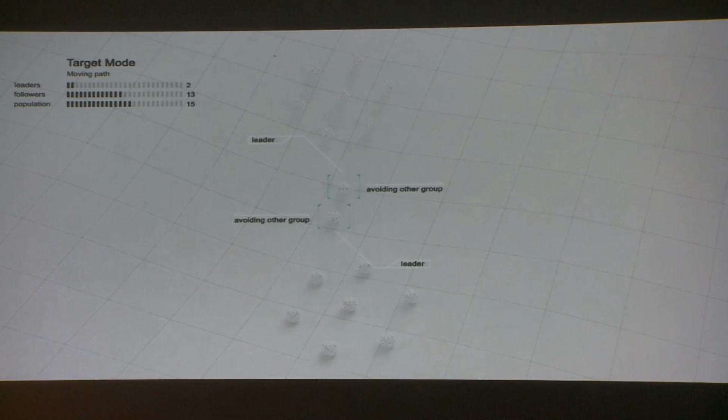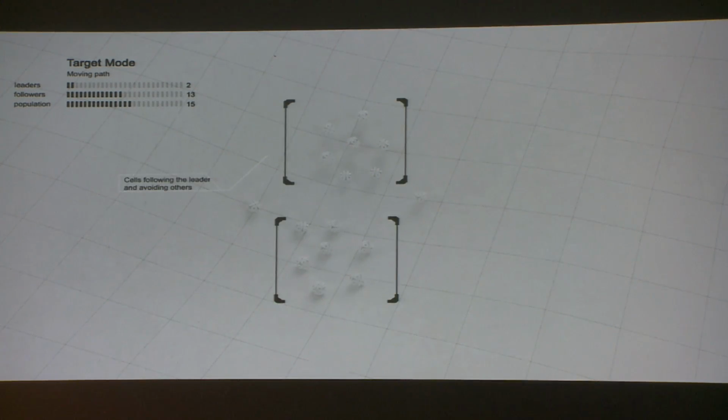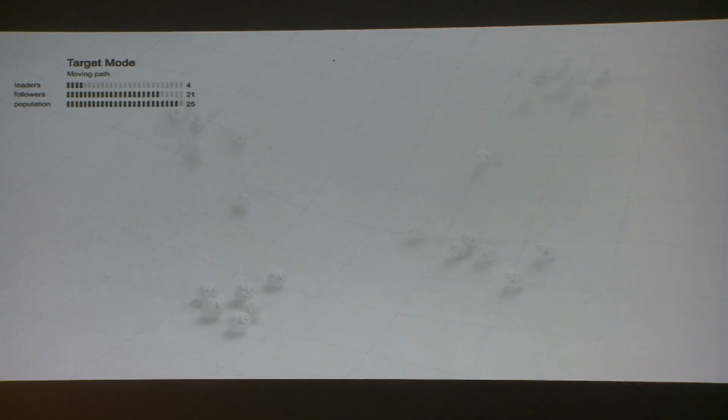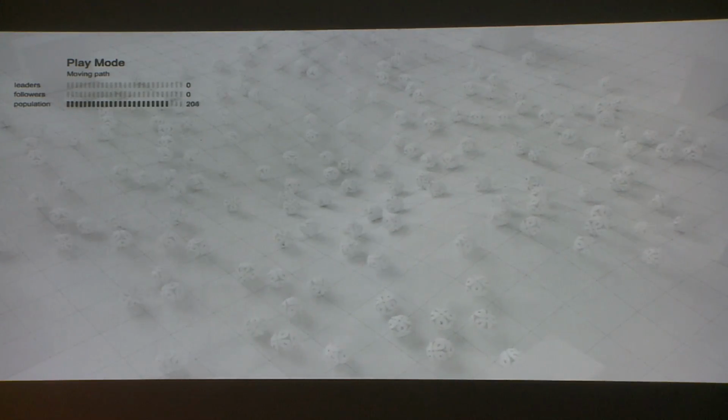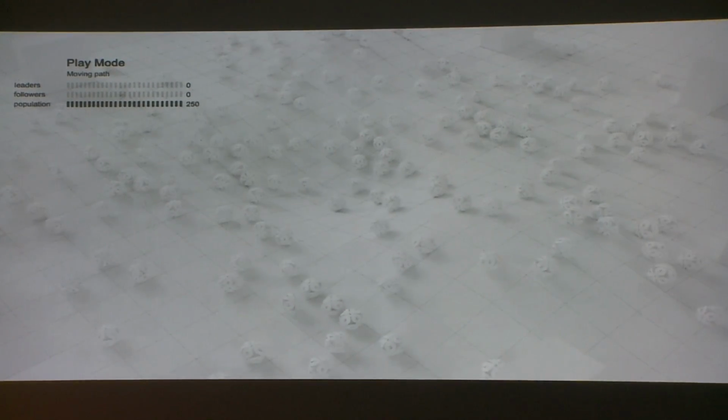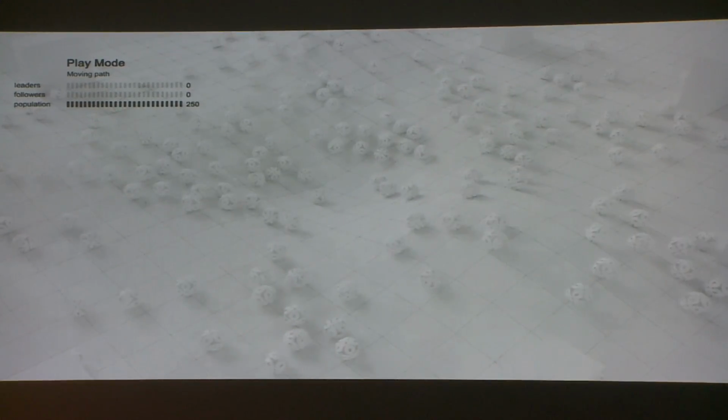And these ideas resonate in the simulations when we have 2 groups and showing how 2 groups can avoid each other. And how 2 different groups can merge and avoid the other 2 groups. And as a big population, we call this play mode, where they don't have a specific criteria or target, but they're just there to exist and enjoy themselves as an ecology, I guess.